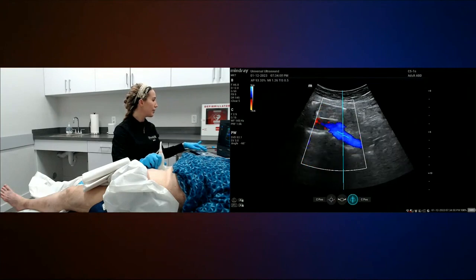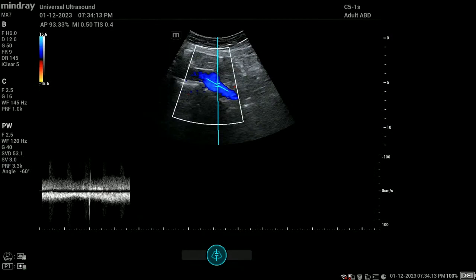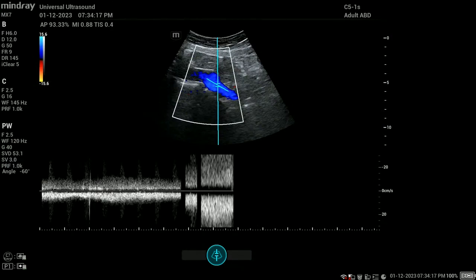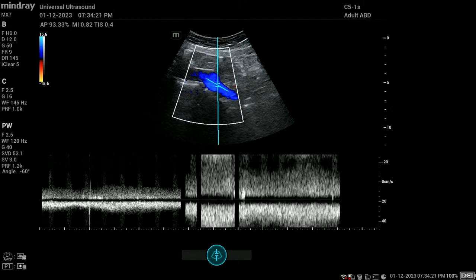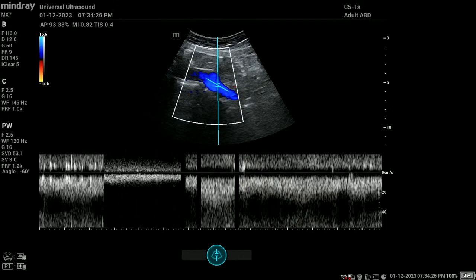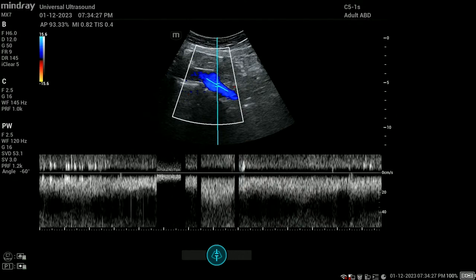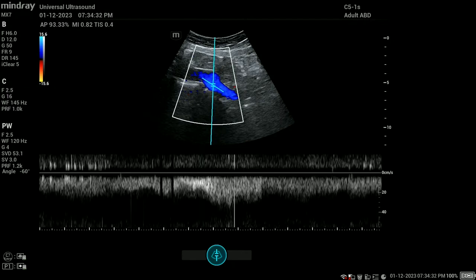So we are going to pick up a little bit of artifact with the Doppler, but again, let's decrease our sweep speed, decrease our scale. So we want to put it to a venous setting. And then I want to bring my baseline up. I want to decrease my wall filter, get rid of the artifact on the top, and decrease my skip gain.